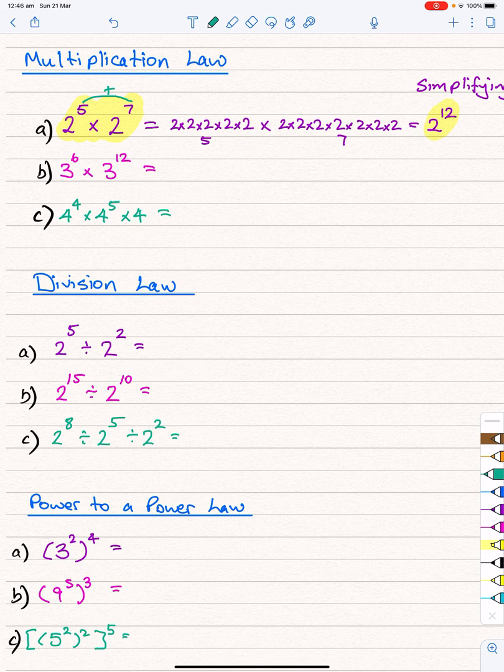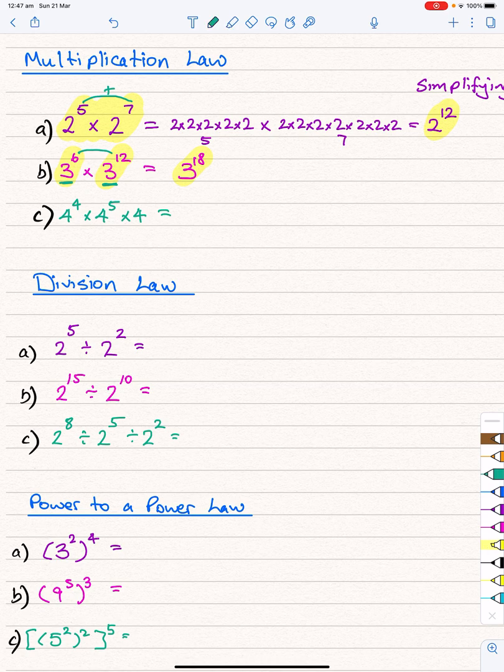That's the multiplication law. The multiplication law says that when you're multiplying two numbers with the same base, like let's look at B, in this case the base is 3, what we do is we keep the base the same, so the answer will have a 3 in the answer, and then what we do is we add the powers. We add the 6 and the 12 together, and that gives us 18. So 3 to the power of 6 times 3 to the power of 12, in a simplified way, is 3 to the power of 18.